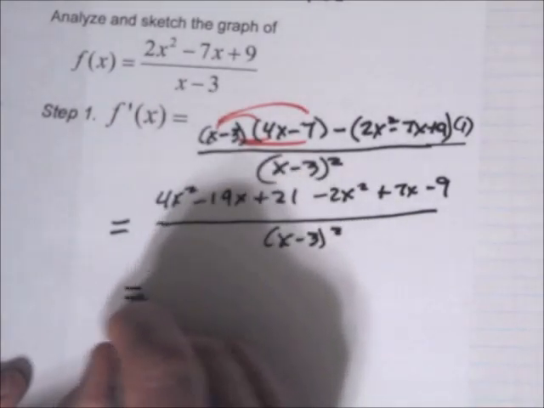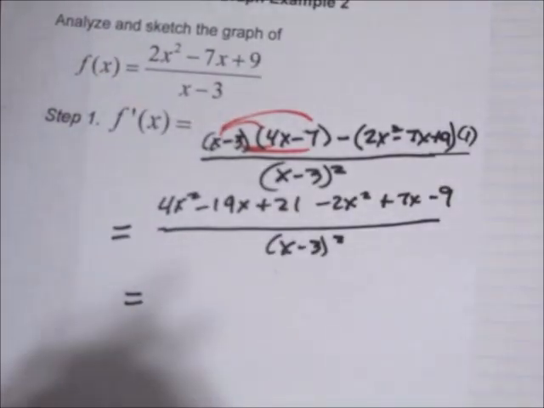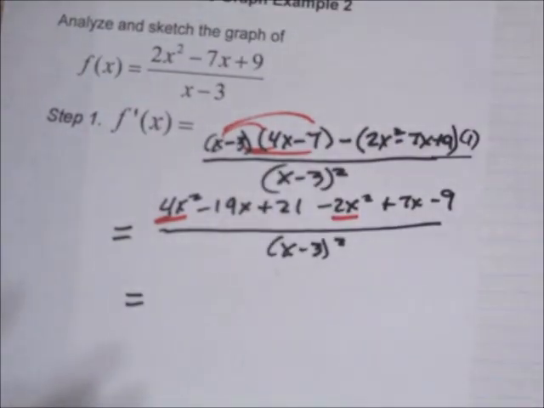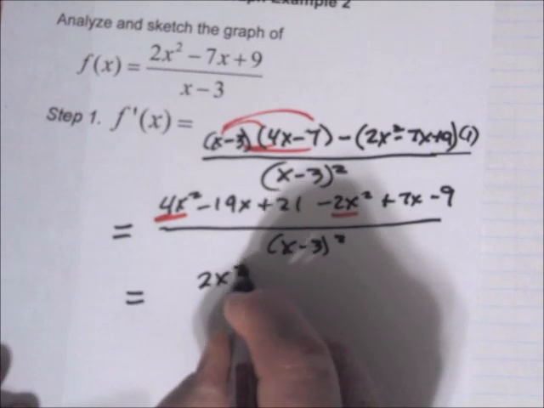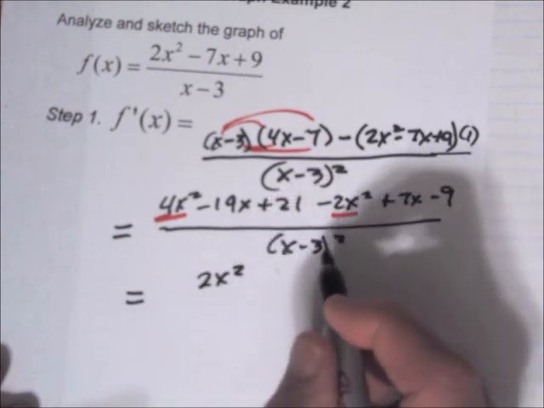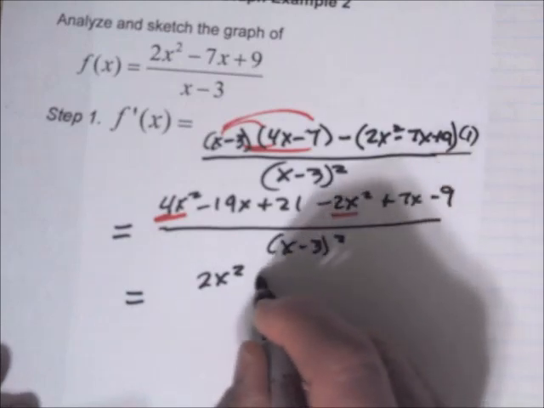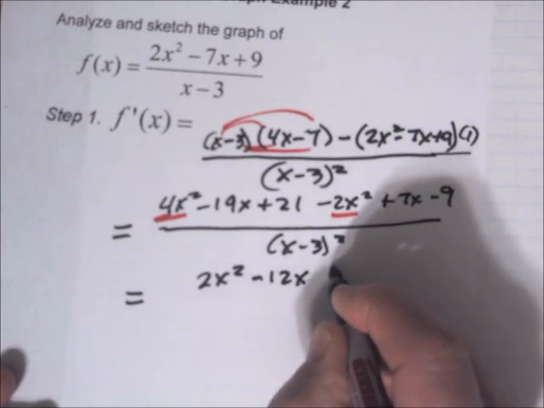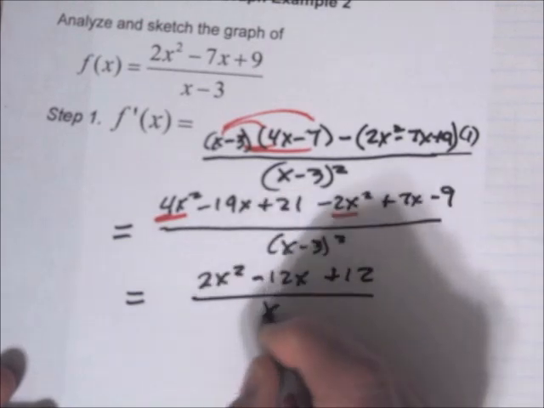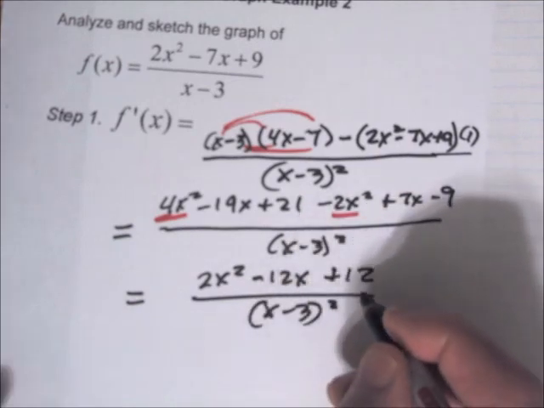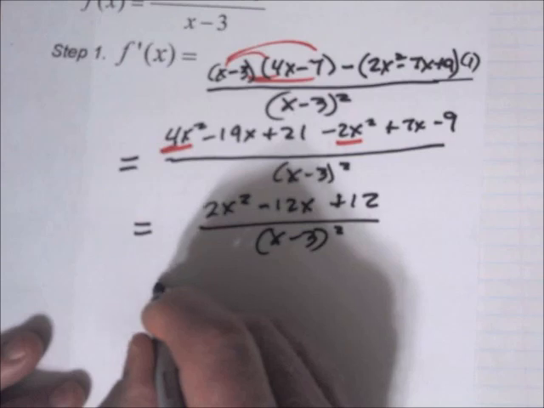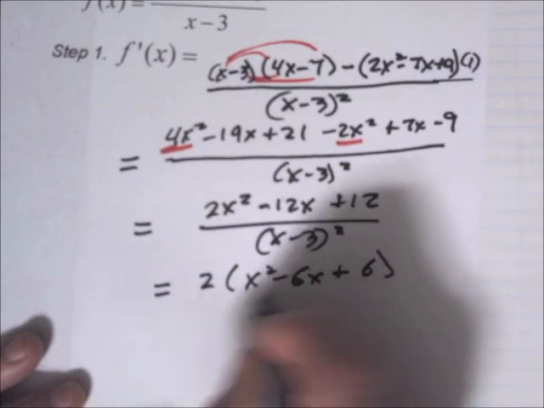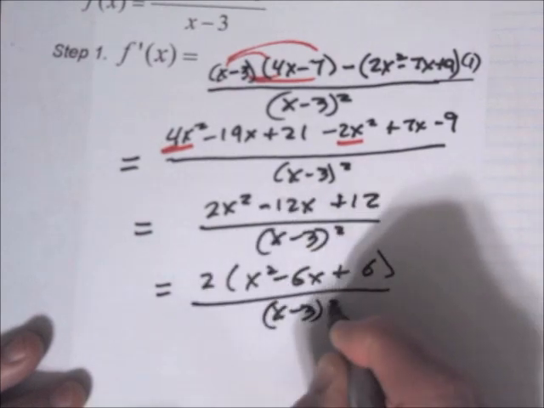So we can combine like terms. 4x squared minus 2x squared will give us 2x squared. Negative 19x plus 7x gives us negative 12x. 21 minus 9 would be plus 12. Okay, so we have a common factor of 2. We can factor that out. 2 times x squared minus 6x plus 6 over x minus 3 quantity squared.